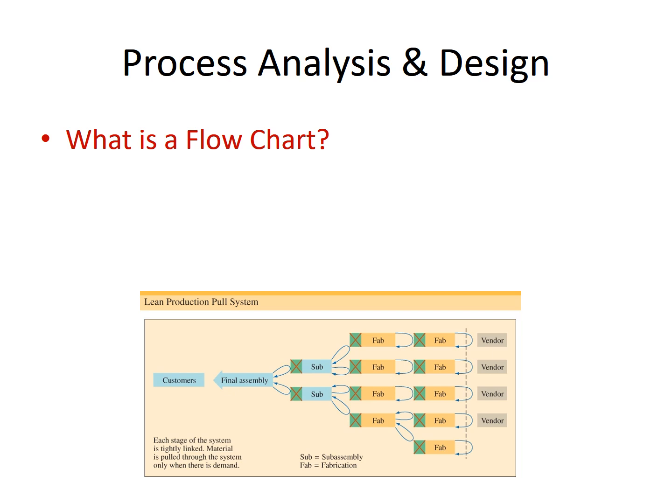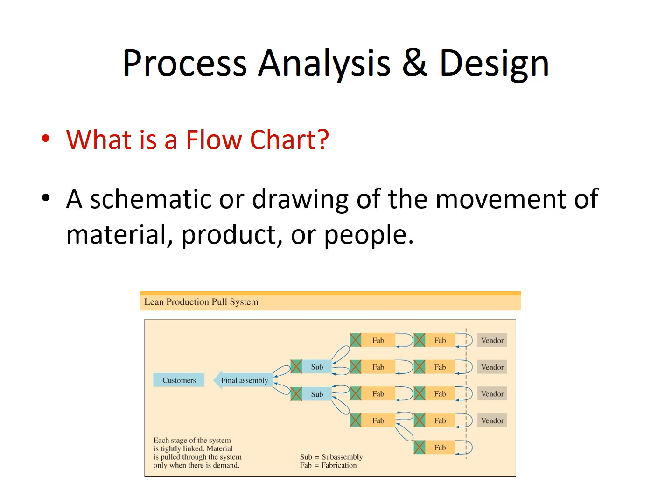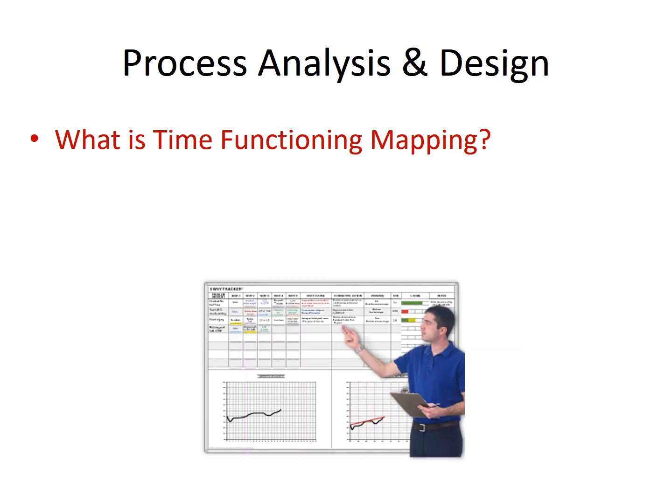So we want to have a flow chart. It's a schematic or drawing of the movement of material, product, or people. As you can see in the example, we have customers, final assembly. Over here are all the inputs from the suppliers, the different finishing lines or fab lines into a subassembly, and then finally into a final. So you want to draw a flow chart itemizing and depicting all the steps in the process from the raw materials down to the finished product.